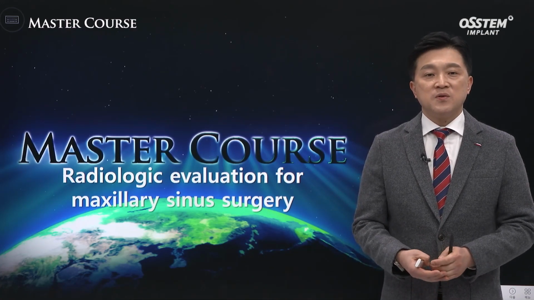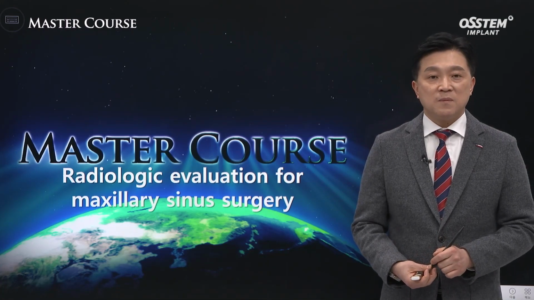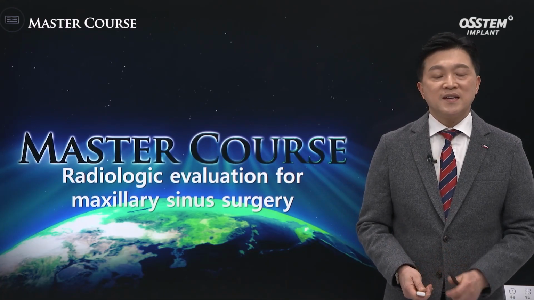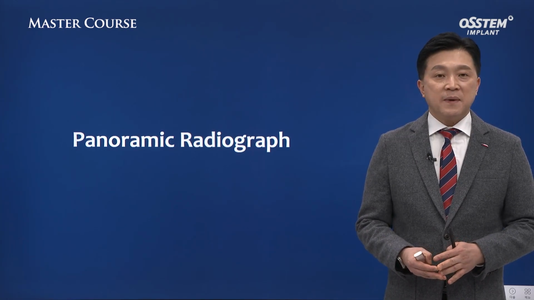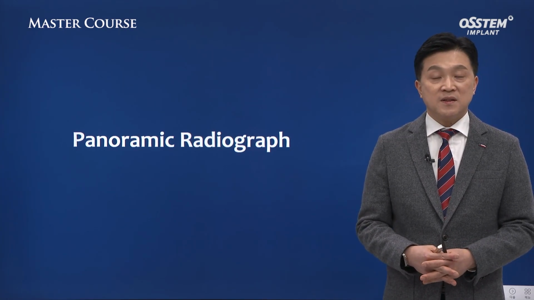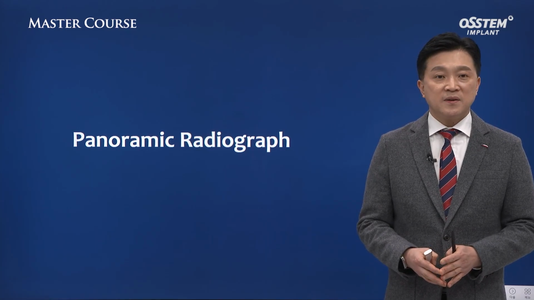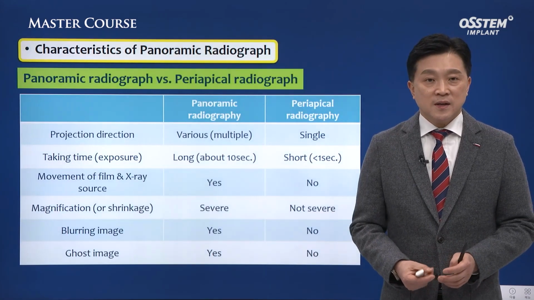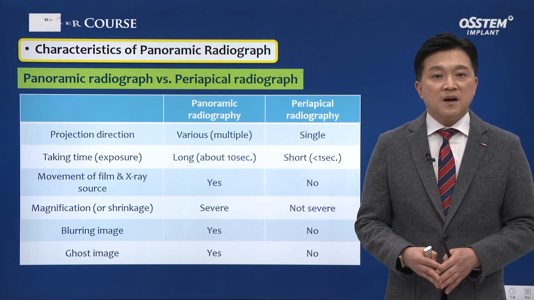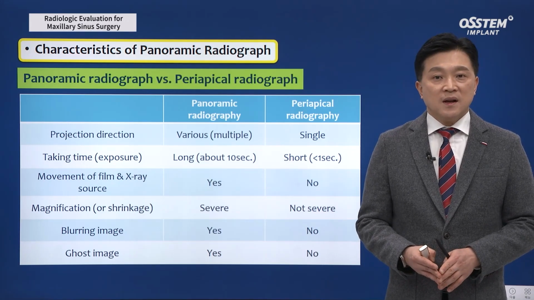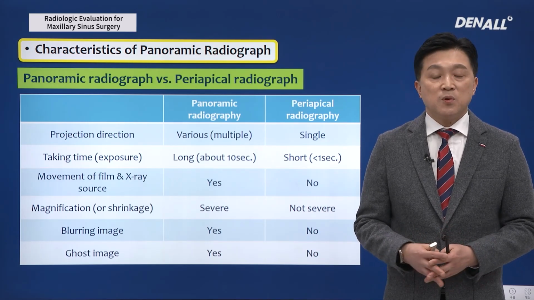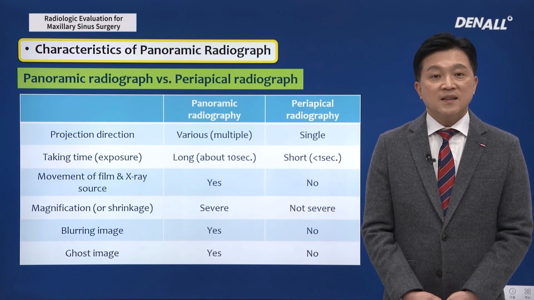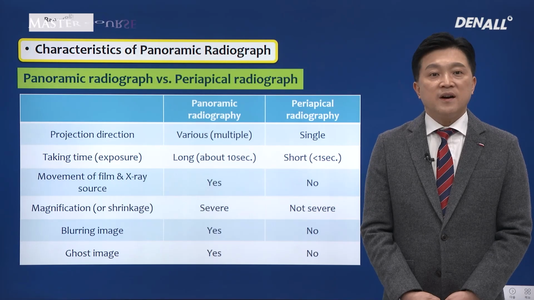Today I want to talk about radiological evaluation for maxillary sinus surgery. The radiologic image that is used most frequently for diagnosis is panoramic image. If you compare panoramic image with periapical image, in the case of periapical image, the scope of what we can see is very limited and it takes longer to take panoramic images.